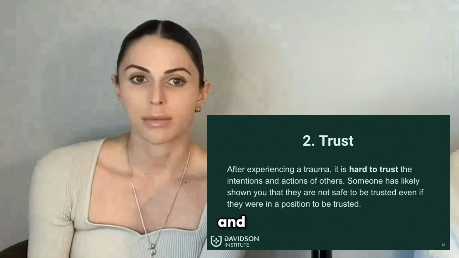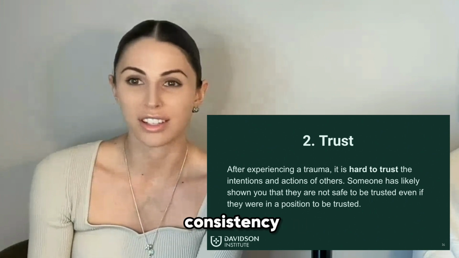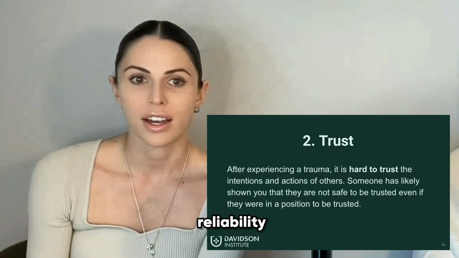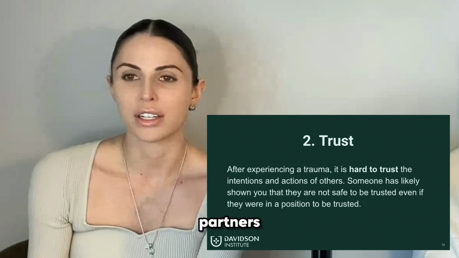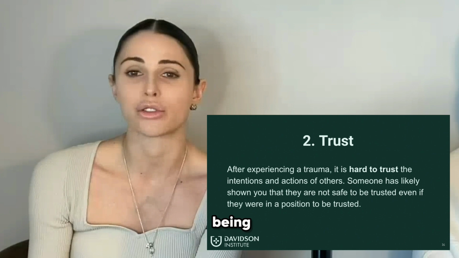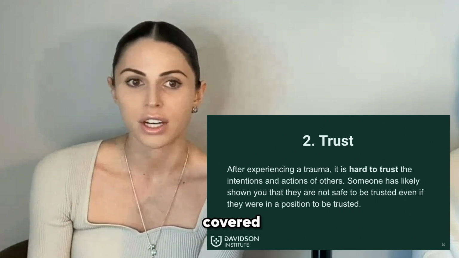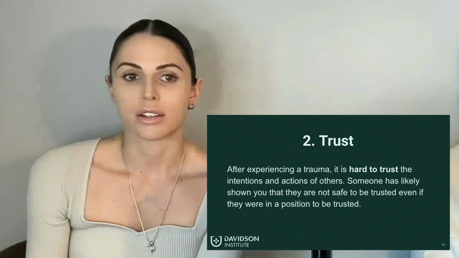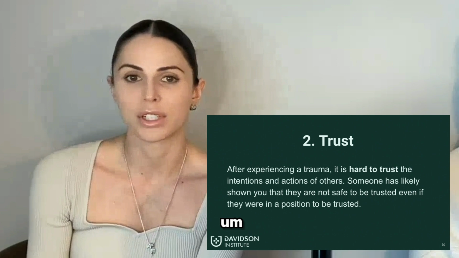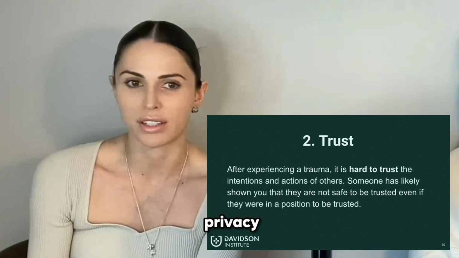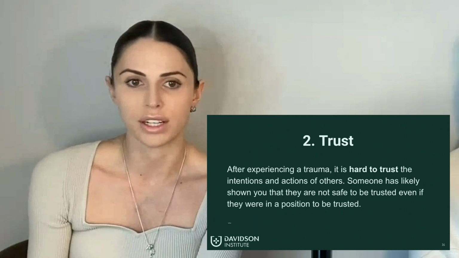So trustworthiness and transparency just involve building trust through honest communication, consistency, and reliability. In a relationship with someone who's a trauma survivor, partners can demonstrate trustworthiness by being truthful, dependable, and accountable, just like Dr. Rochford just covered. There's a lot of overlap here, but just follow through with commitments, respect the other person's privacy, and be open to discussing their concerns and feelings.